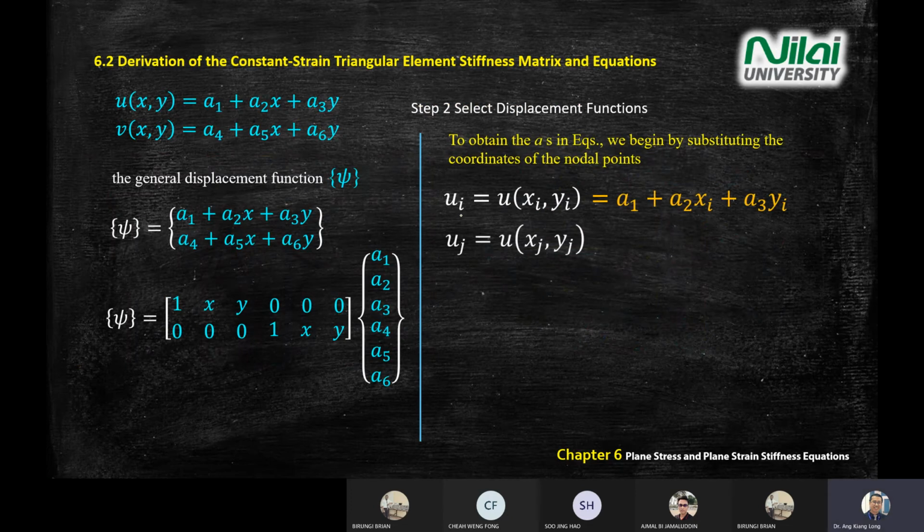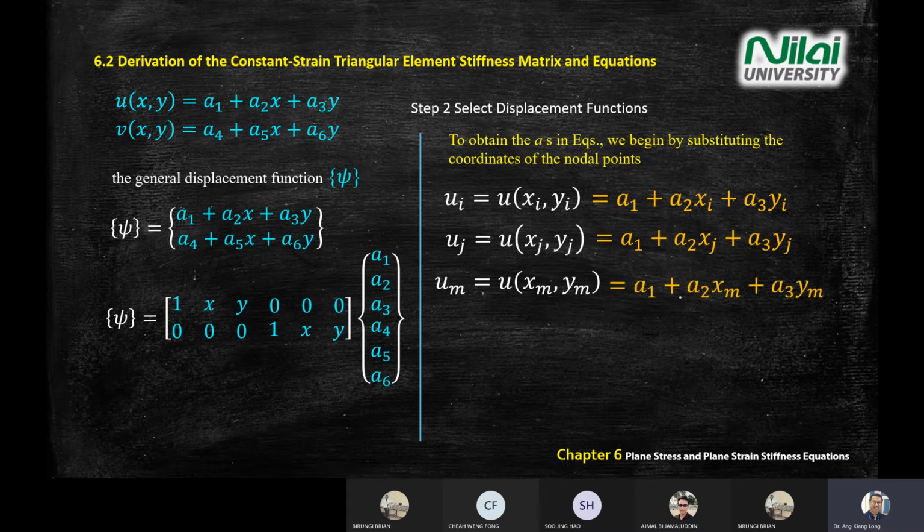So you just substitute these coordinates into the function here. The first one we look at I, the second one we look at J, you substitute, and the equation becomes A1 plus A2 xj plus A3 yj. Just substitute the J location. You do the same for M, you get the third equation, A1 plus A2 xm plus A3 ym. You have already completed this for U.